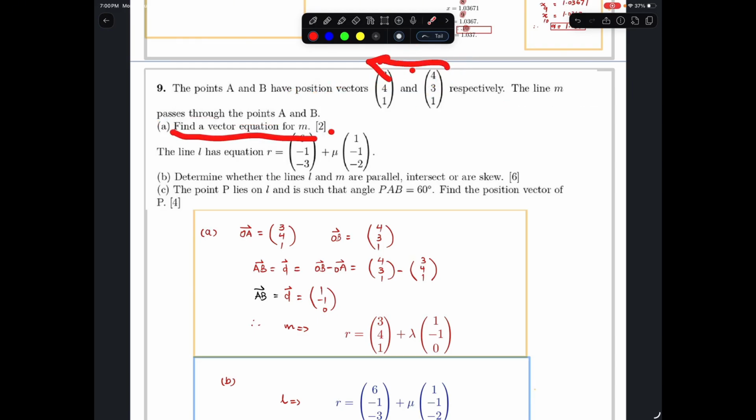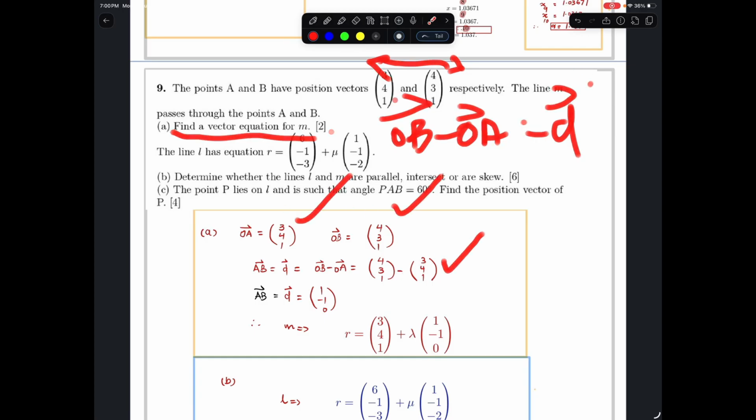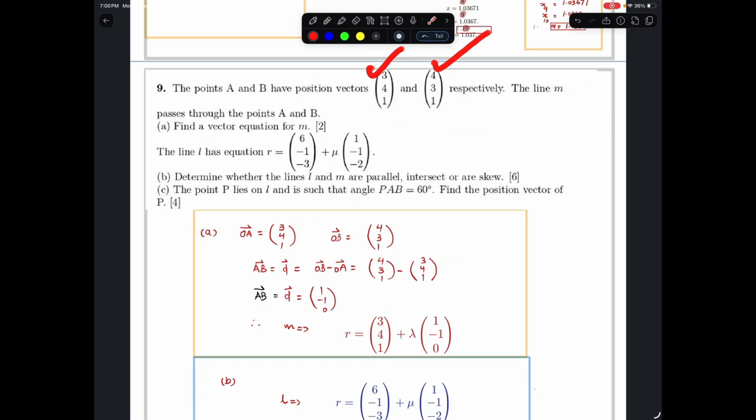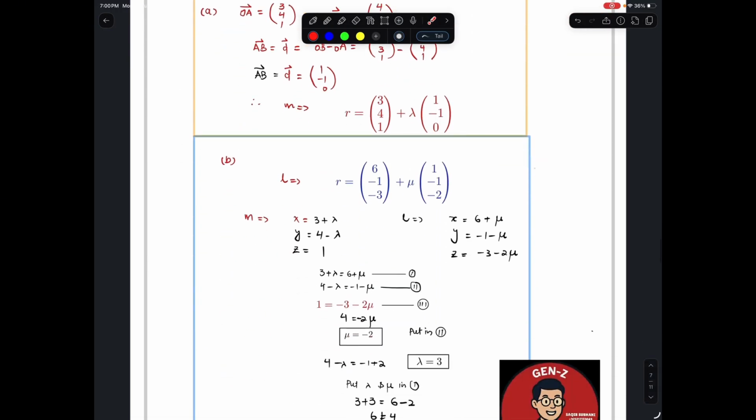तो हमें पहले इसकी डायरेक्शन वेक्टर फाइंड आउट करनी है. OB माइनस OA करके हम इसका डायरेक्शन वेक्टर निकाल लेते हैं. यस, ये हमने निकाल लिया उसका डायरेक्शन वेक्टर, और यूजिंग वन ऑफ द पॉइंट इधर दिस और दिस, तो यू विल मेक द इक्वेशन ऑफ द लाइन M. 2 मार्क्स का ये क्वेश्चन है, very easy.